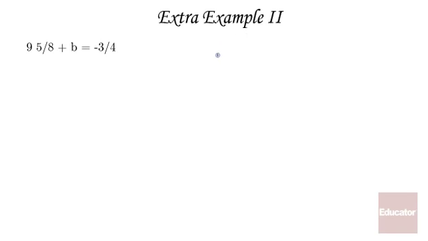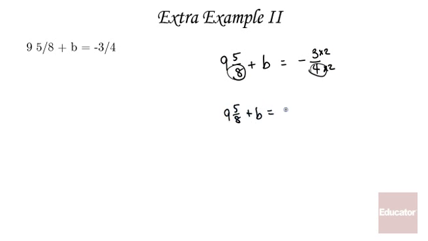Let's try another example. 9 and 5/8 plus b equals negative 3/4. I'm going to make my denominators the same here. 8 and 4 can both be 8. I would multiply by 2, and I can keep this one the same. 9 and 5/8 plus b equals negative 4 times 2 is 8, and 3 times 2 is 6. Now I want to concentrate on the side with the variable, which would be the left side here. The opposite of adding 9 and 5/8 is to subtract 9 and 5/8.